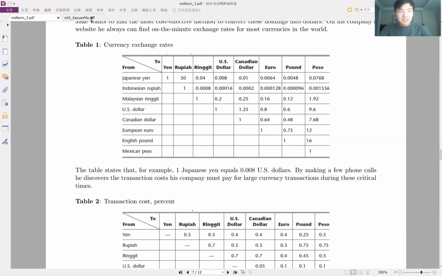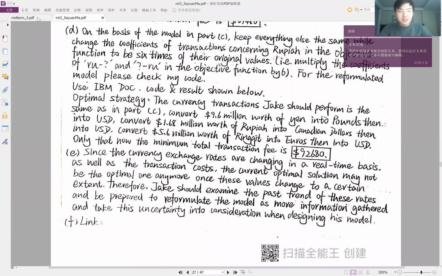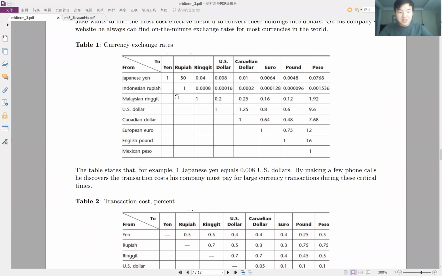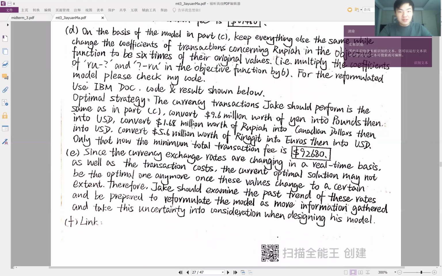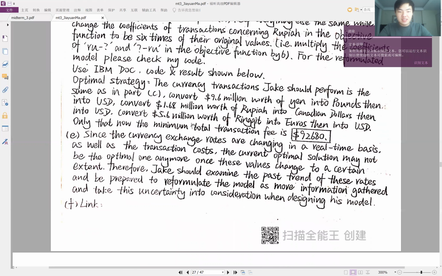However, their company is not powerful enough to stop the changes in all of the exchange rates and also the transaction costs. So he has to consider the fluctuations in all of the exchange rates and transaction costs, take this uncertainty into consideration, and be prepared to redesign his model once his model is not correct at all. So that's all. Thank you.